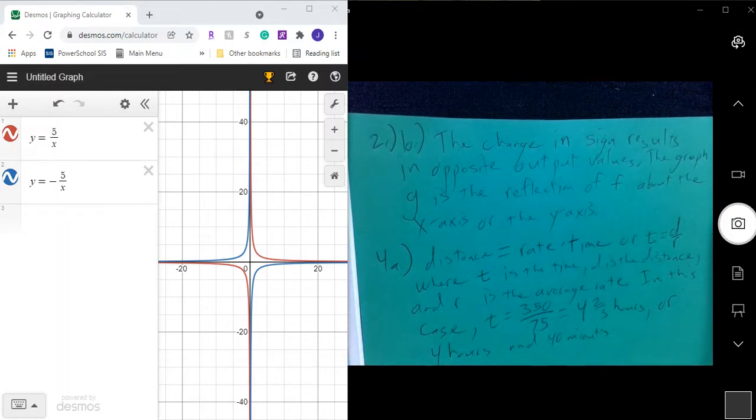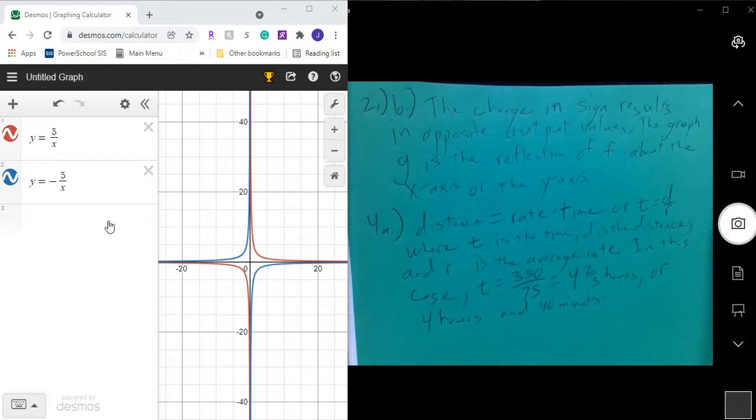Now let me show you what exactly went on here. Okay, so according to the problem, we did a 350-mile trip, which was our distance. That's where we get the 350 from. And then it said that we did it at 75 miles per hour, which is our rate. So that's where we get the 350 divided by 75. And then you can put that in your calculator. So you add 350 divided by 75.